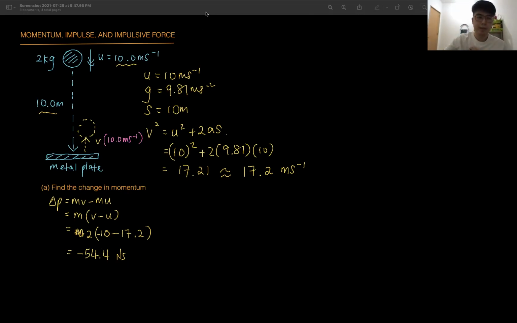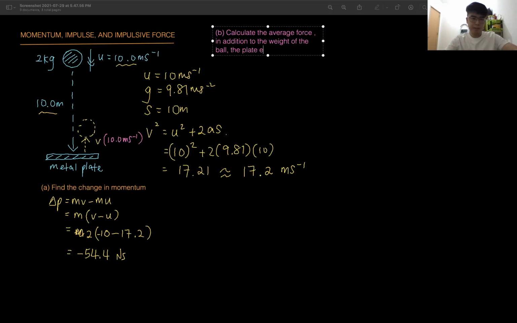Okay, now let's say part B, we want to calculate the average force, in addition to the weight of the ball, that the plate exerts on the ball if the contact time is 0.14 s.